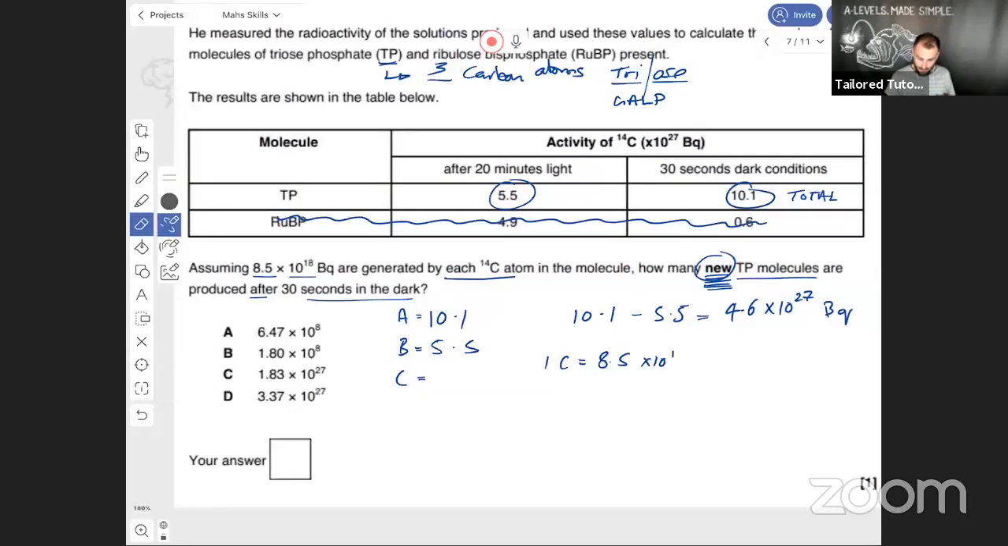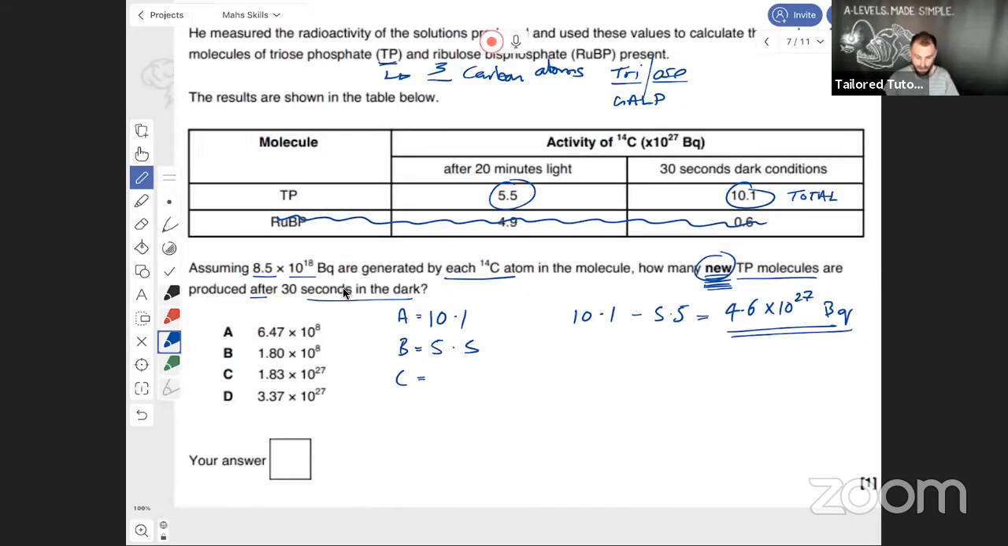Okay, so I'm going to finish this question off and then I'll take some questions, or I can do another question if you like. Back to the question. I'm going to wipe this stage out so that it makes some sense. We've figured out that the new radioactivity, the radioactivity contributed after 30 seconds in the dark, was 4.6 times 10 to the 27. Is everyone with me on that?